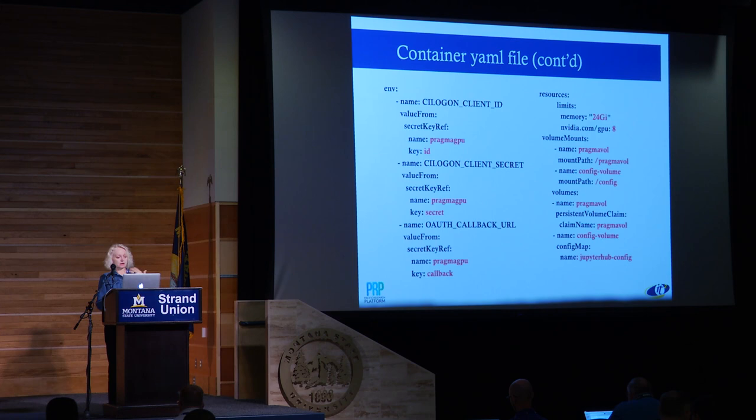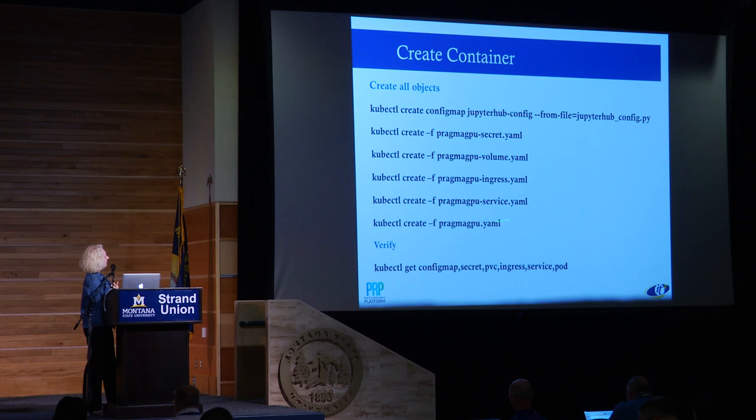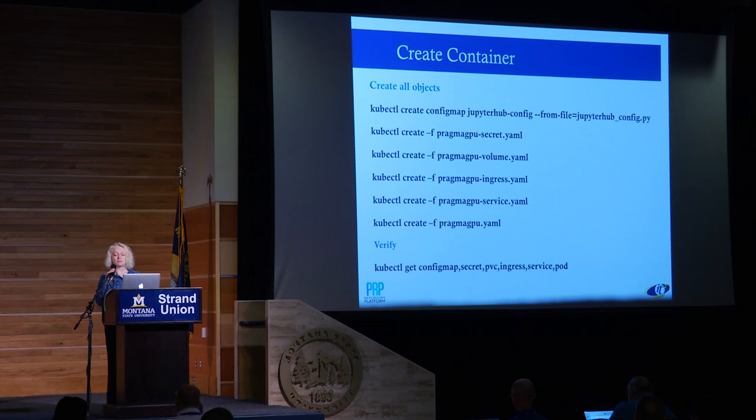So once we're done with all of this, we can actually create all the objects right now. There are multiple ways of doing it, but this is the standard way. I create all the pieces that I need first, like the configuration map, then I create the secret and volume, ingress, service, and then finally, the last line, I will create my container. The last one references all the services and objects that were started before. If everything is correct, then I don't get any errors back. If I messed up somewhere, then I'm going to have a problem.